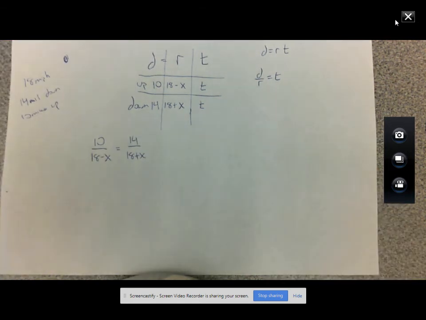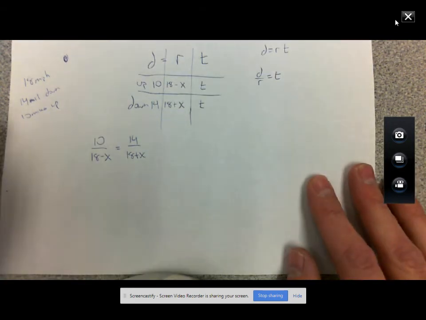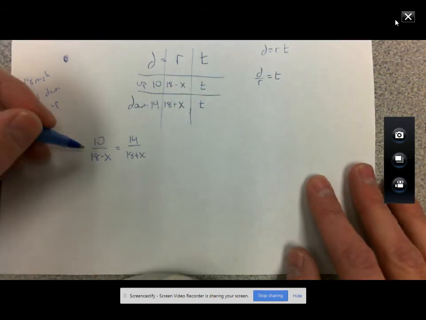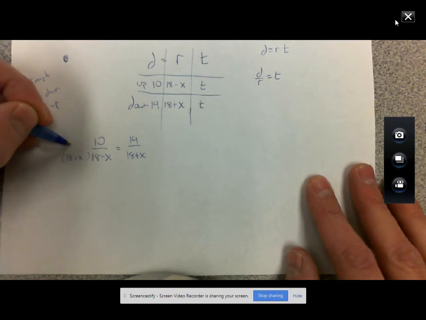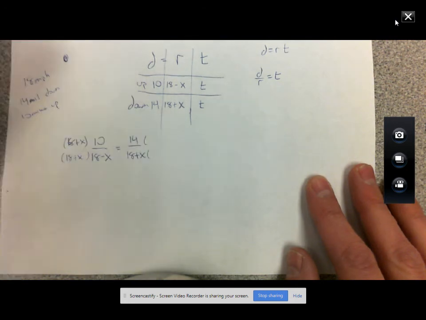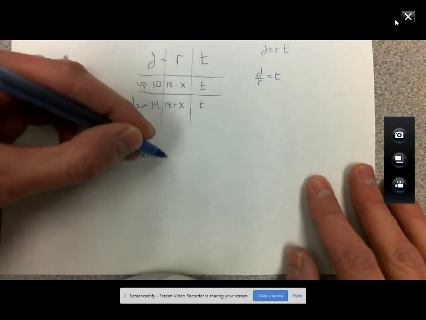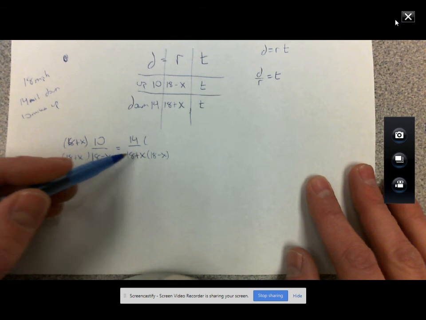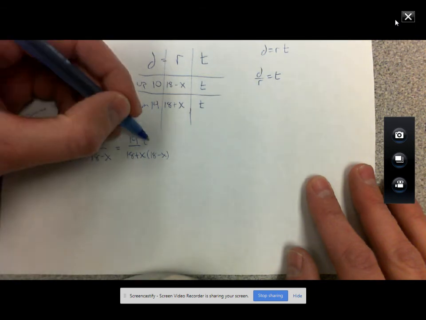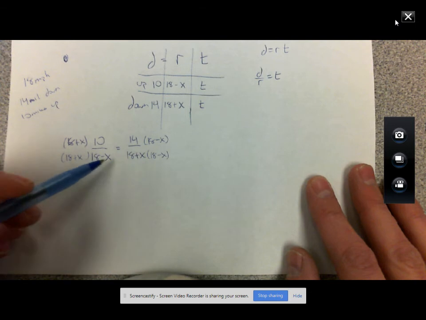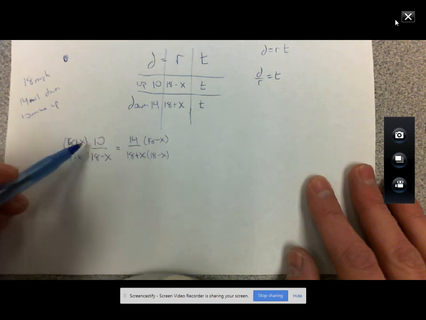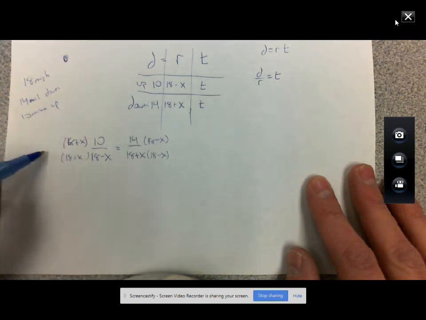At this point, you have a choice. You could either get common denominators or you could cross multiply and work at it that way. I'm going to get common denominators. So I'm going to multiply by 18 plus x here. Remember to multiply the numerator and the denominator by the same thing. And multiply this side by 18 minus x. Again, that'll give me a common denominator. Since the denominators are equal to each other, the numerators must be equal to each other. So I'm going to effectively ignore the denominators.